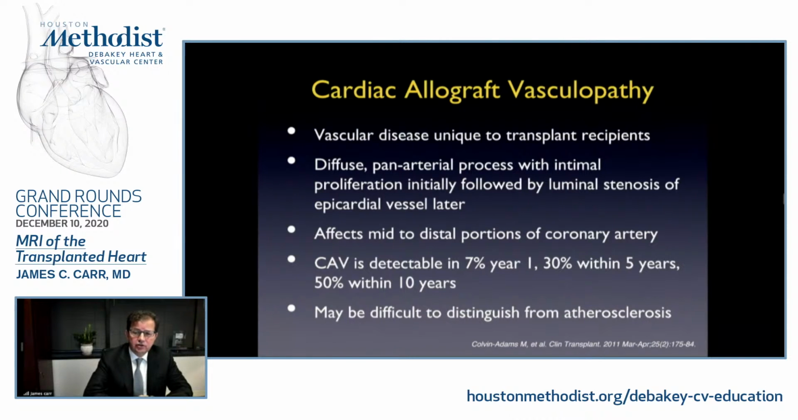So it does tend to affect the medium to smaller size portions of the coronary artery, so it may not result in a significant visual defect on imaging, at least initially. CAV is fairly infrequent in the first year, detected in about 7% in the first year, but 30%, as I mentioned, within 5 years, and then 50% at 10 years. And it may, in its advanced forms, be difficult to distinguish from atherosclerosis.